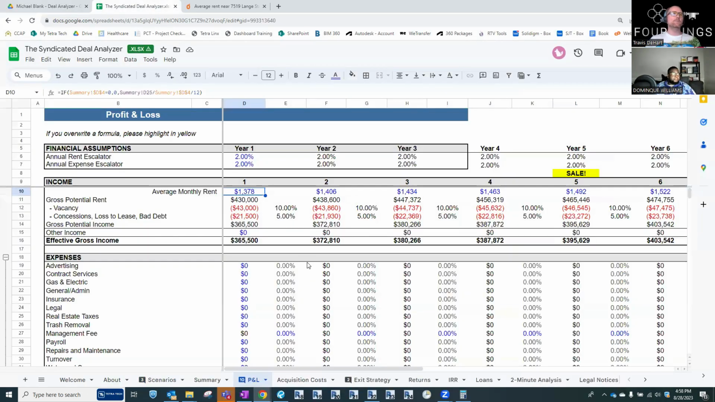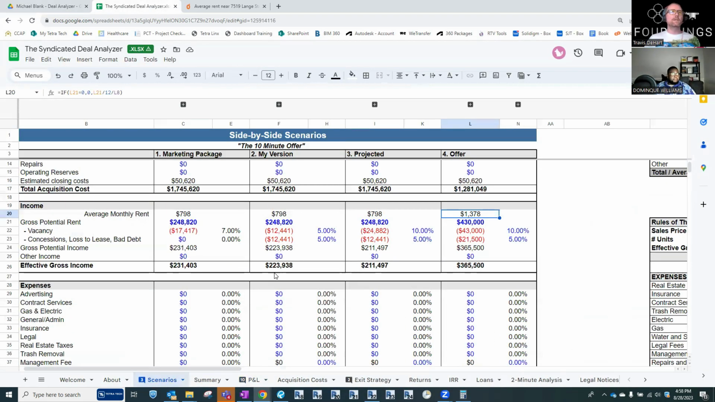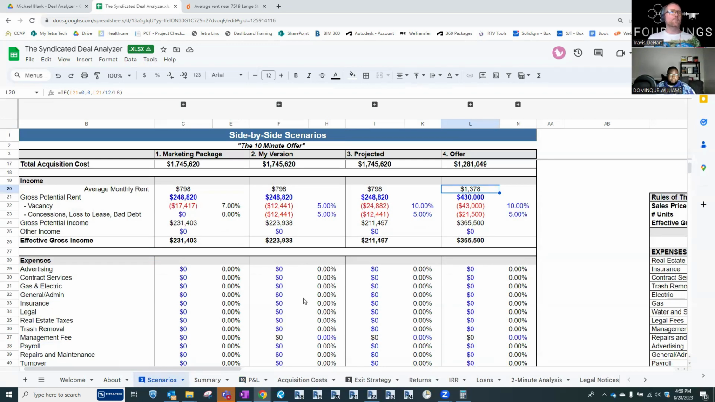So that's how you would do the initial 10-minute offer, just to see, are they in the ballpark, or is it worth my time? Is there any flexibility that could come from it? Or, man, this is a rock star deal out the gate, let me jump on it. So that would be the first thing that you would do.